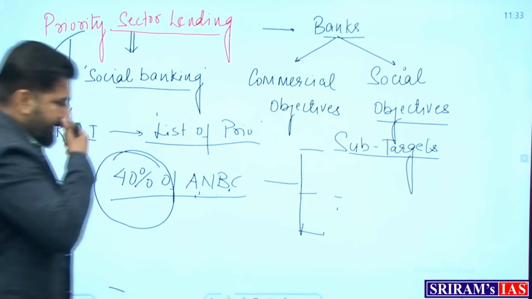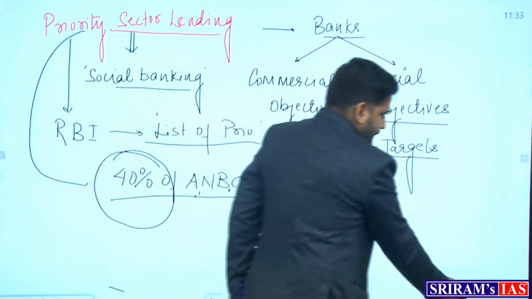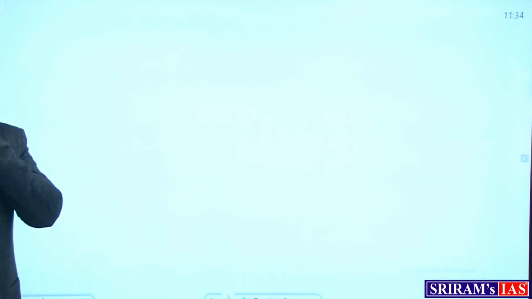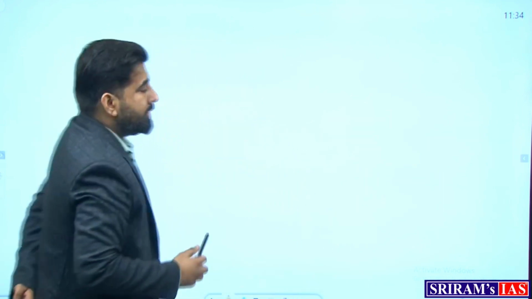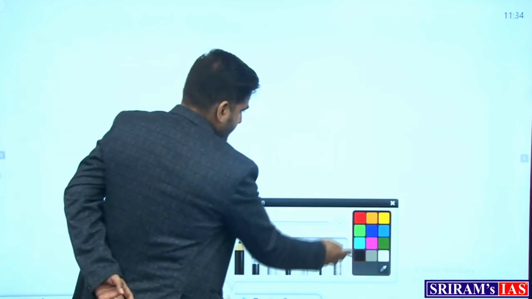Now there is one very interesting thing: suppose a bank does not meet the PSL requirement, बैंक कहता है चलो मैं नहीं कर रहा, then no. Anything else? Sorry? What they will purchase? You are going in the right direction?